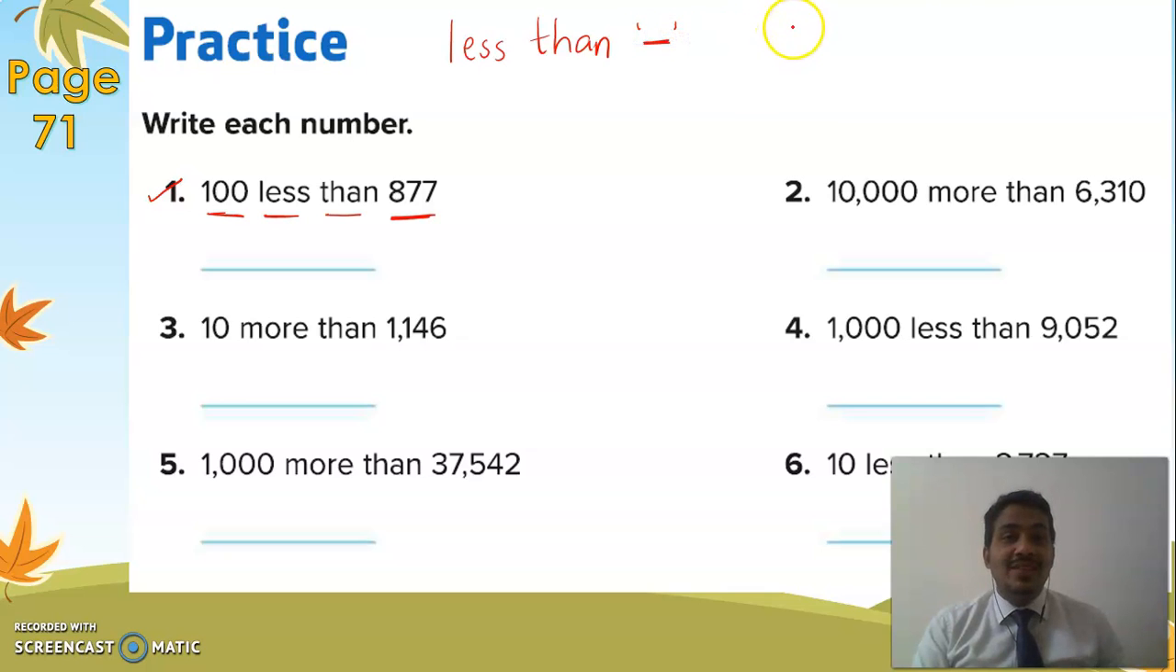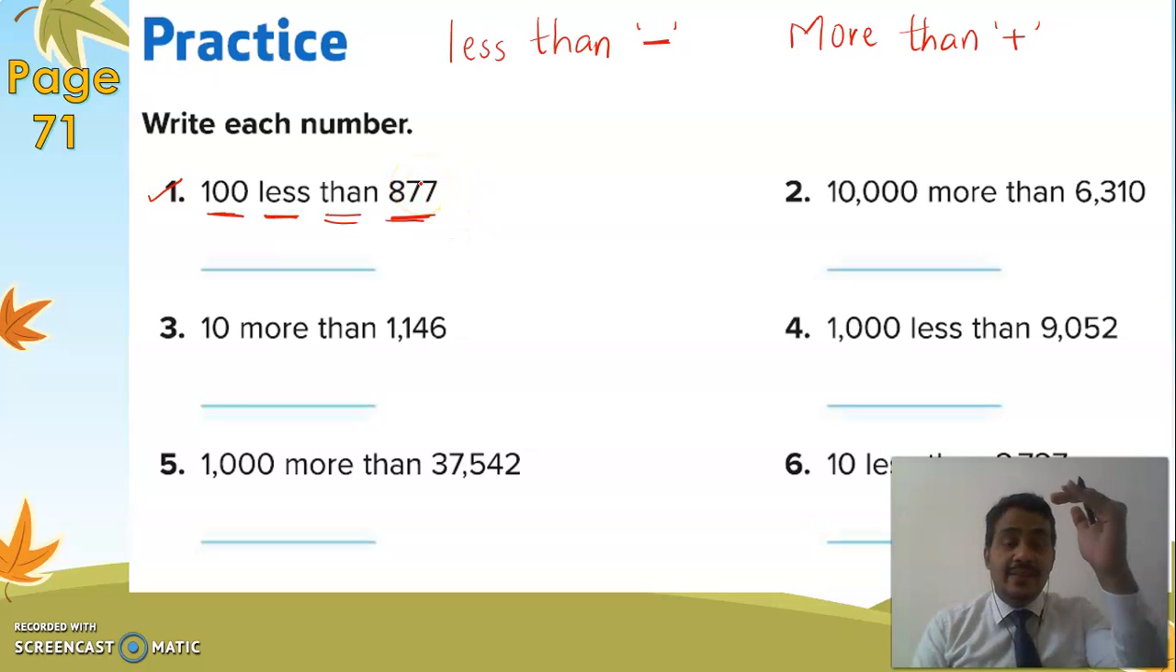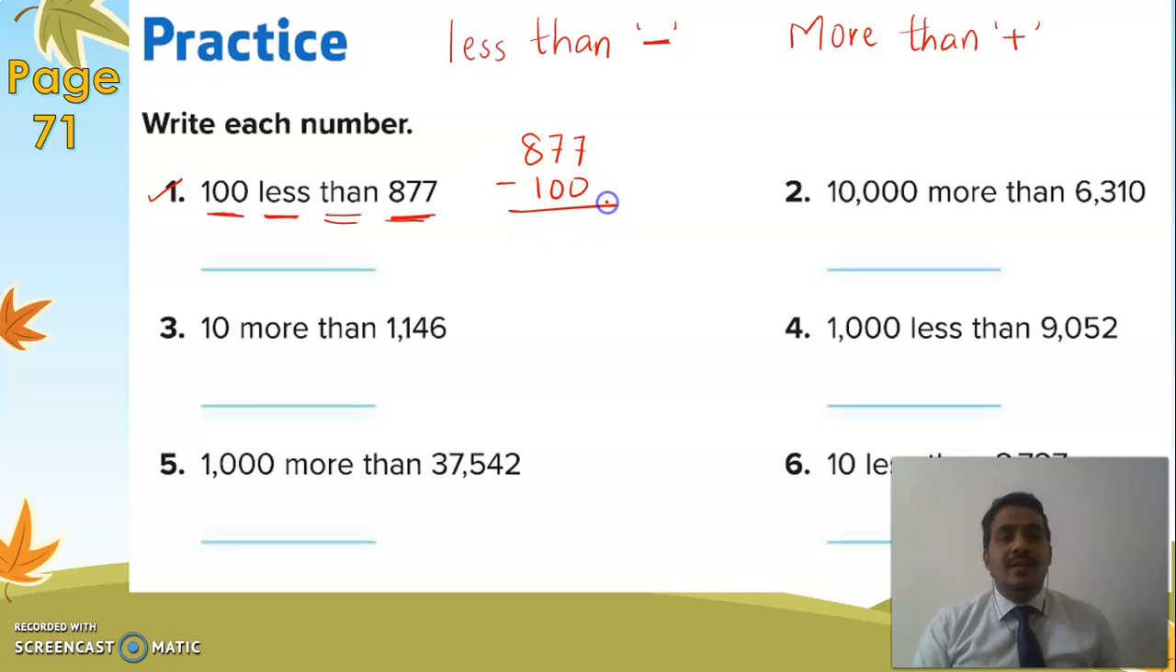And more than means plus. So more than means plus. Okay, students. So now 100 less than this 877. So from 877 you have to minus 100. So that's very simple. 877 minus 100. It's simple.